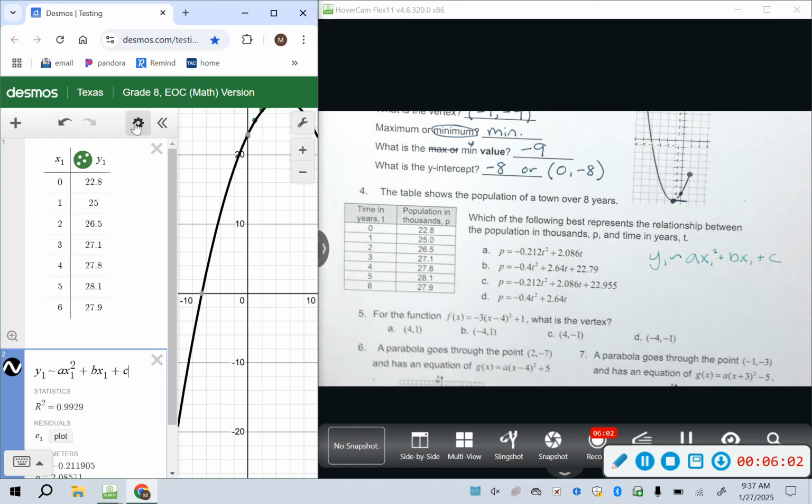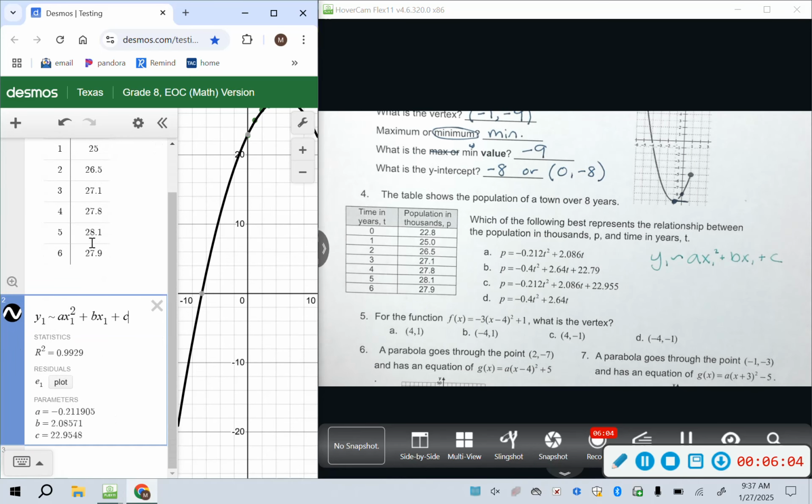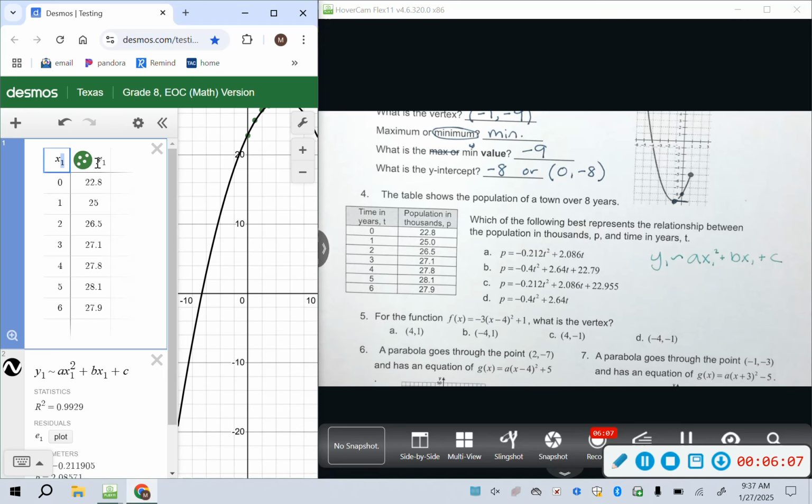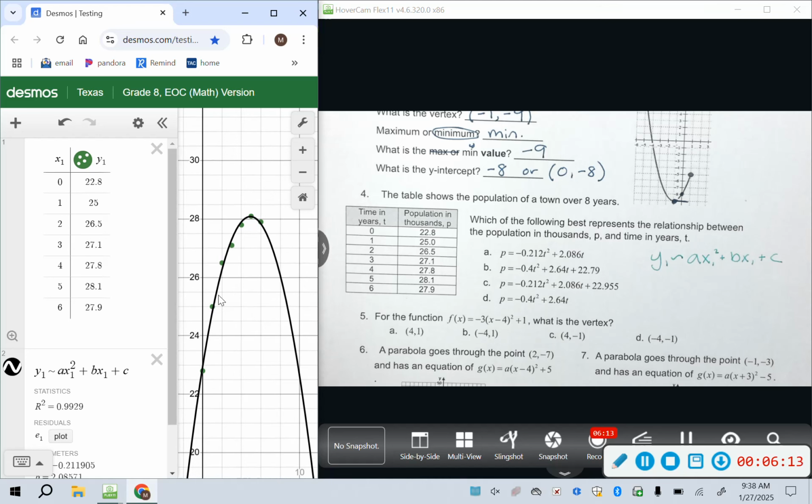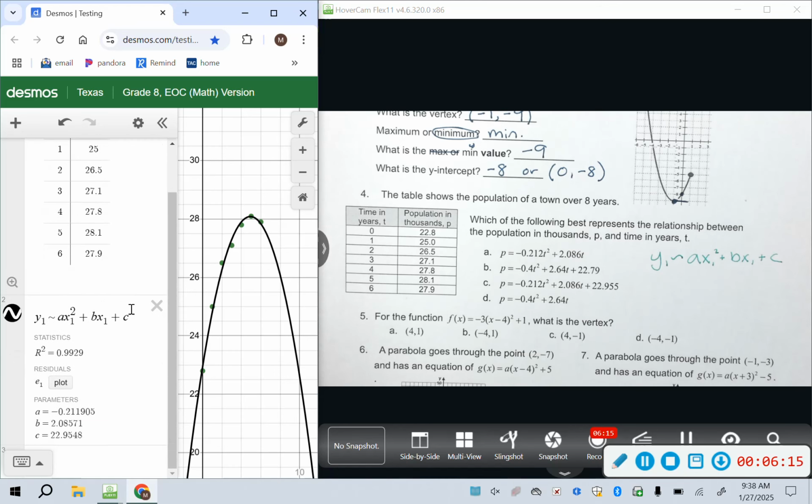And remember, if it's not working or it gives you all ones, check your table. It should say x1, y1. So mine's good. And it graphed it, so we can hit the magnifying glass. There's my shape. It is a scatter plot, so we had to type all of them. And we just have to figure out the equation.